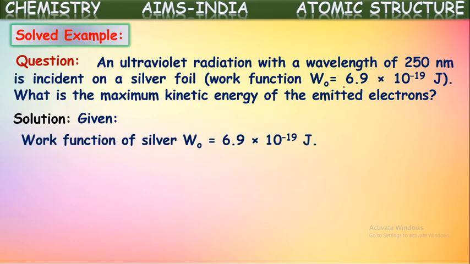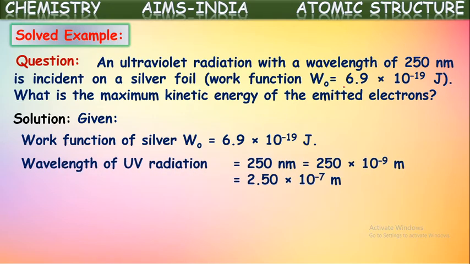Given here, the work function of the metal, silver, is 6.9 into 10 to the power of minus 19 joules, and the wavelength of the radiation passed on to the metal surface is 250 nanometers. If we convert this into the SI unit, meters, we know 1 nanometer is equal to 10 to the power of minus 9 meters. So when it is converted into meters, it becomes 2.5 into 10 to the power of minus 7 meters.